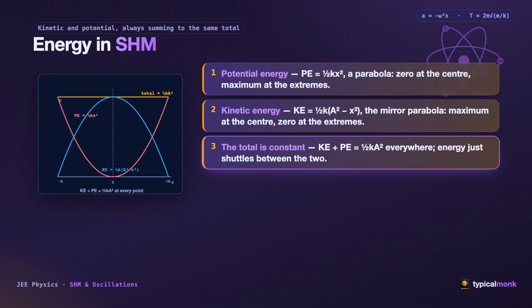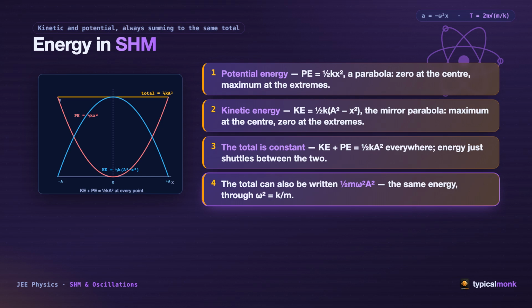And the total is constant. Kinetic plus potential equals half kA squared. At every single point, the energy simply shuttles between the two, never lost. And the total can also be written half m omega squared A squared. Exactly the same energy, since omega squared equals k over m.